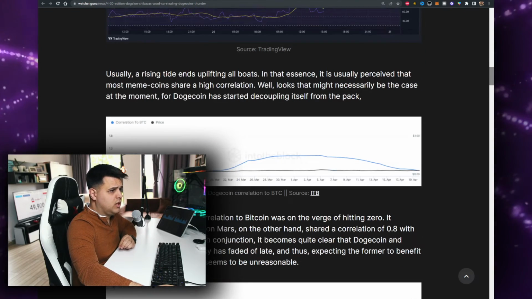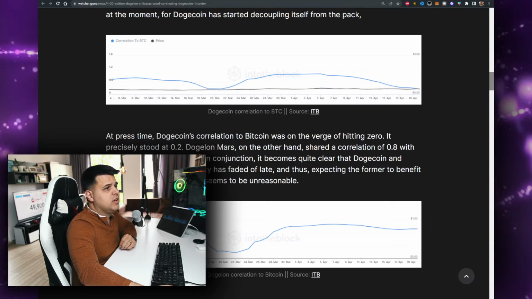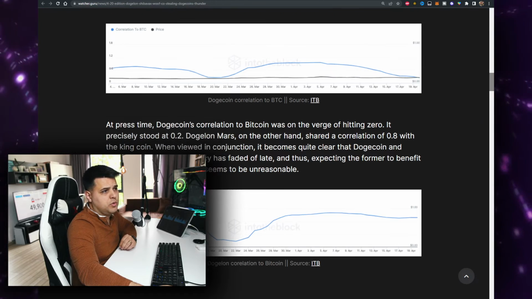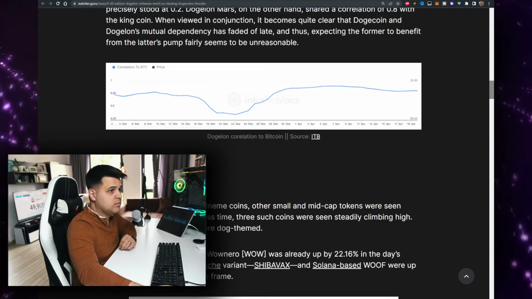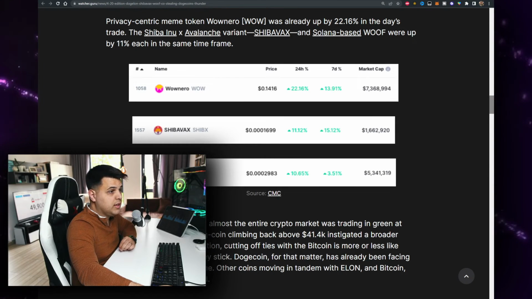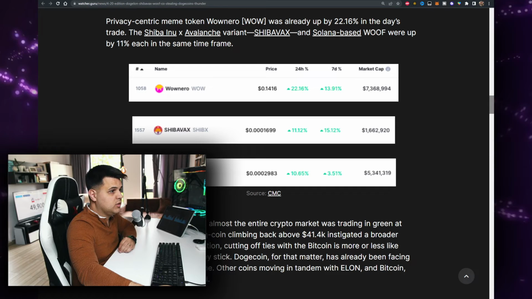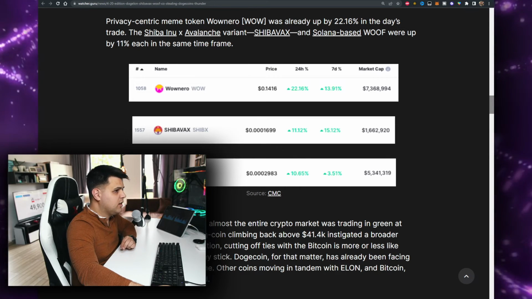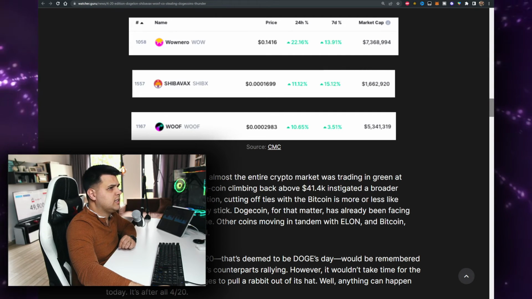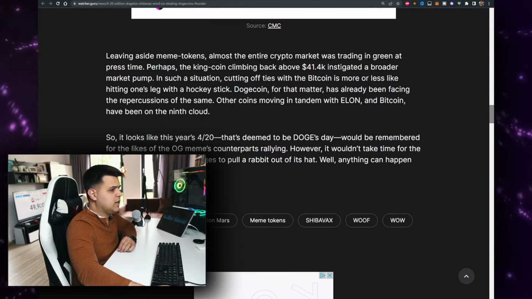Correlation to Bitcoin is really good. At the press time, Dogecoin correlation to Bitcoin was on the verge of hitting zero. It precisely stood at 0.2. Yeah, that's okay. But Doge Elon has had a really good correlation. Dog's Day Wolf is up. Man, Wolf. We haven't talked about Wolf for a year, right? Sheep Avax. I'm not sure if I made a video on that. Whoa, Nero never made a video on it. But yeah, we're seeing green. The market is green. 420 is not just Dogecoin's day, but everyone's crypto-related day.